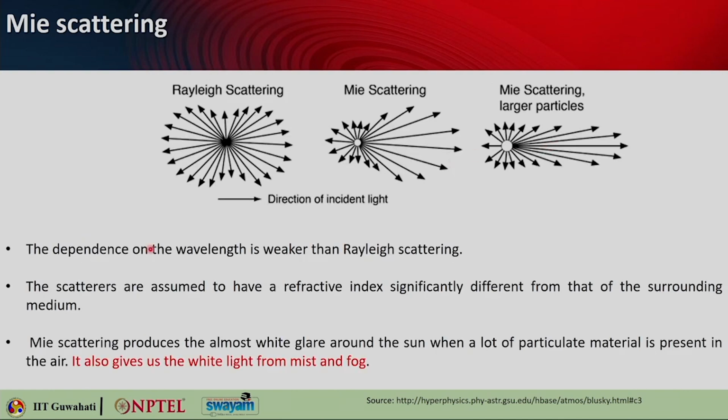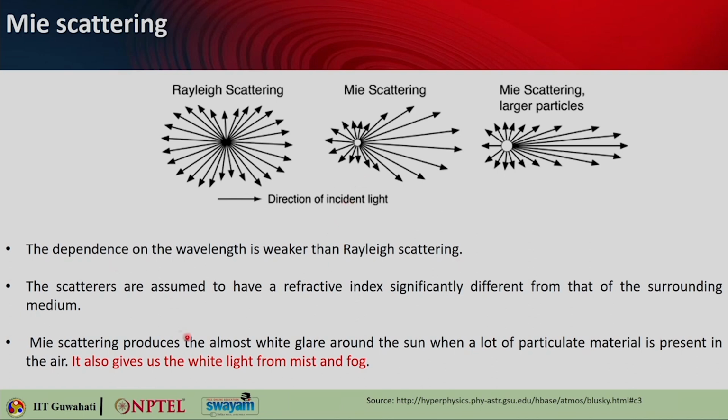Okay. So, what are the other factors? The dependence on wavelength in the case of Mie scattering is weaker compared to Rayleigh scattering. It means here the result for red, blue and green wavelengths will not be that dramatically different. And the scatterers are assumed to have a refractive index significantly different from that of the surrounding medium. So, here the difference between n and n naught is significantly large. You can assume that if this is a metallic nanoparticle or any other nanoparticle, and the surrounding is air, there is a drastic difference.